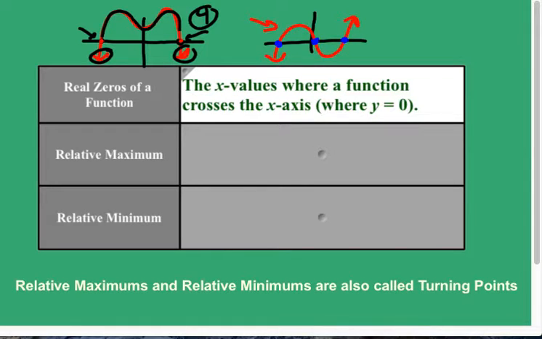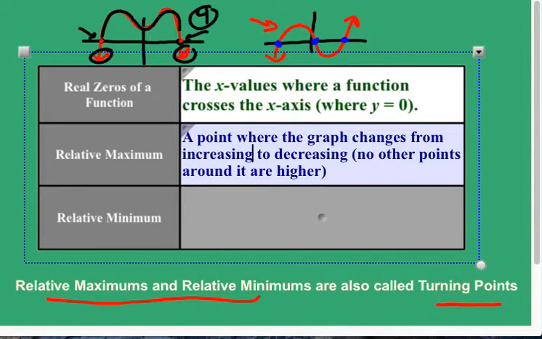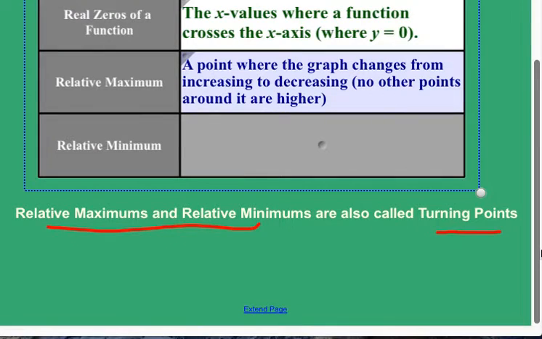Okay, so that's that. Let's talk about relative minimums and relative maximums. Now here we already looked at these a little bit. These are called our turning points in the graph, where it changes from going up to down or from going down to up. A relative maximum is a point where the graph changes from increasing to decreasing. No other points around it are higher. So, trying to give you an example of that, I guess.